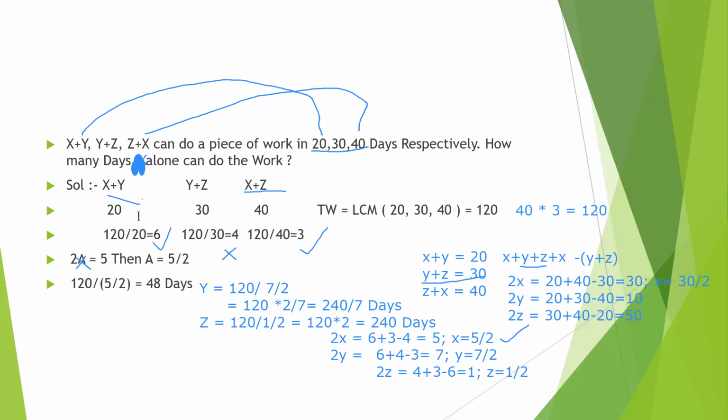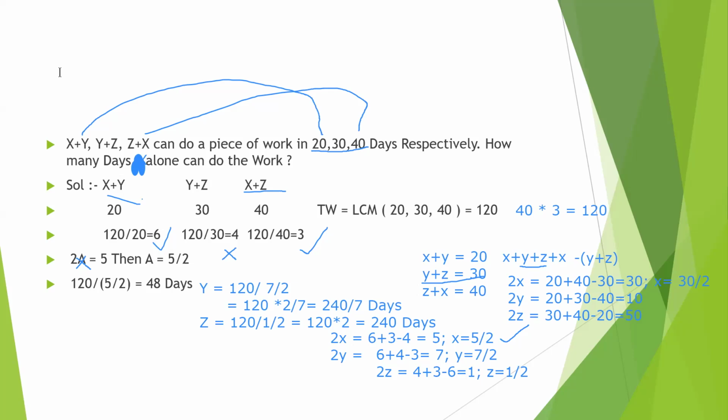Here X plus Y can do one day's work in 6 units, Y plus Z can do one day's work in 4 units, and X plus Z can do one day's work in 3 units. Later we have to find the 2x, that is, the x value. Here X plus Y can do the work in one day equal to, here we see the formula like this.